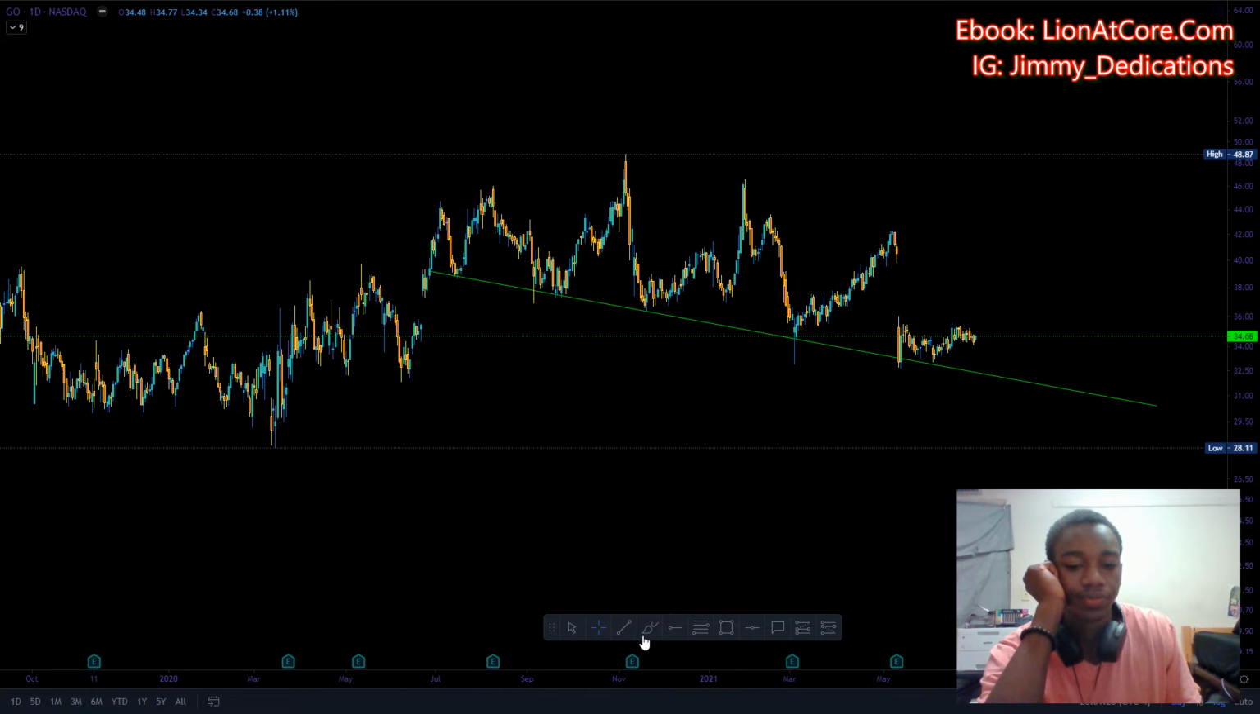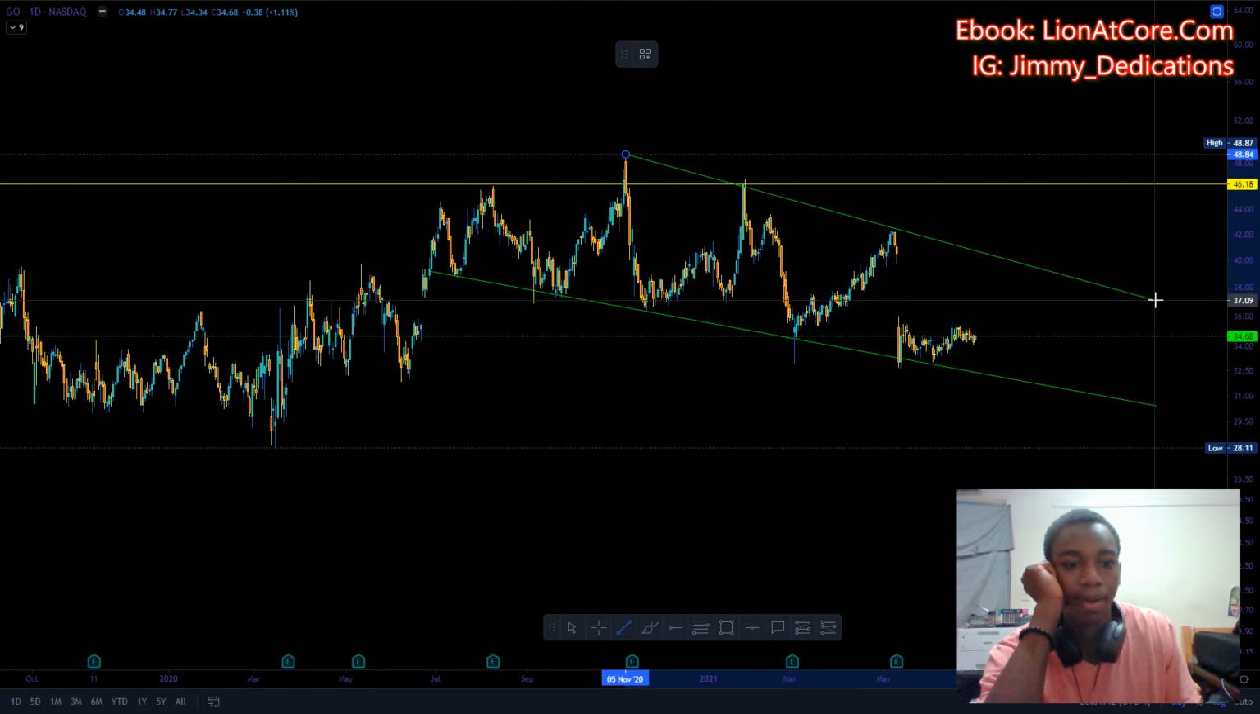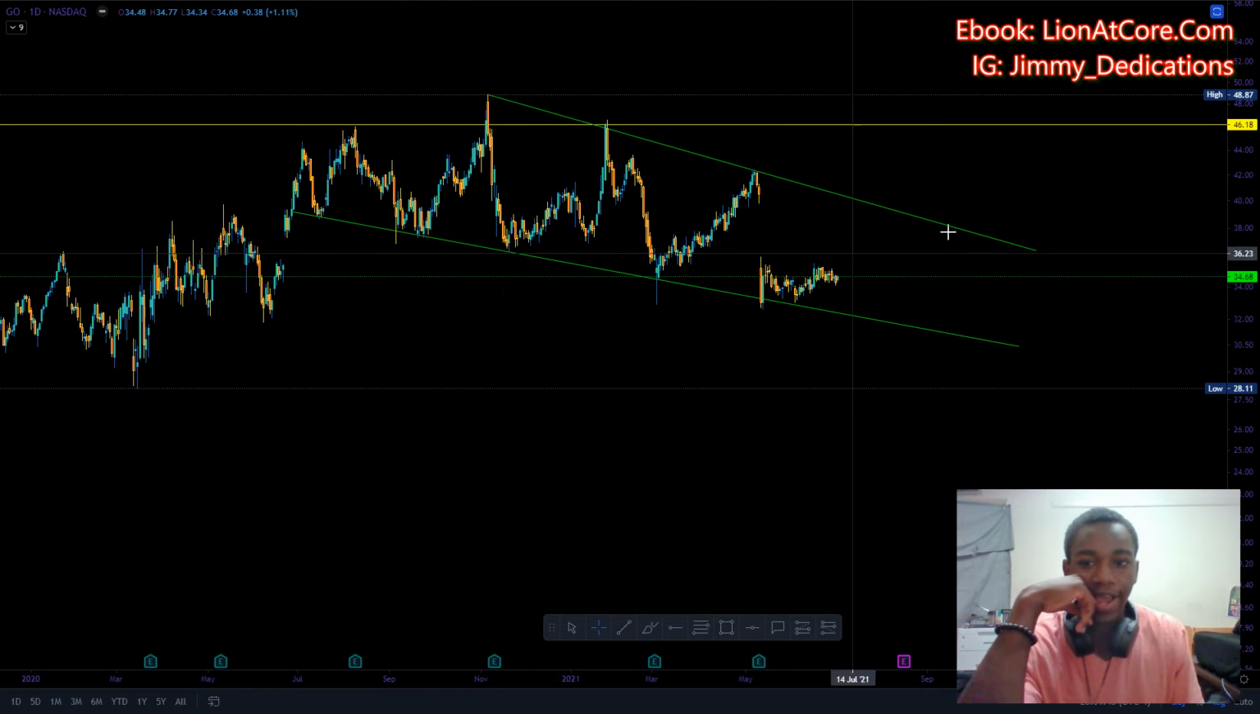Boom. Damn. Look, we did have some horizontal resistance once upon a time, but we can do this right here. We can do this one. Boom. I like a downward wedge.